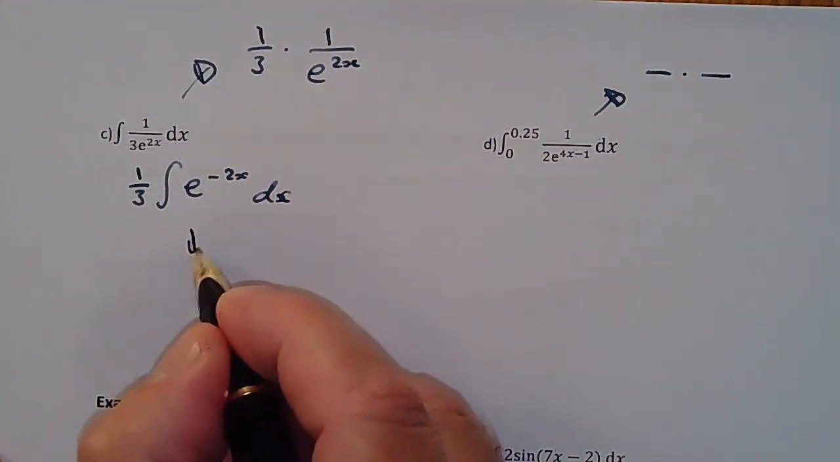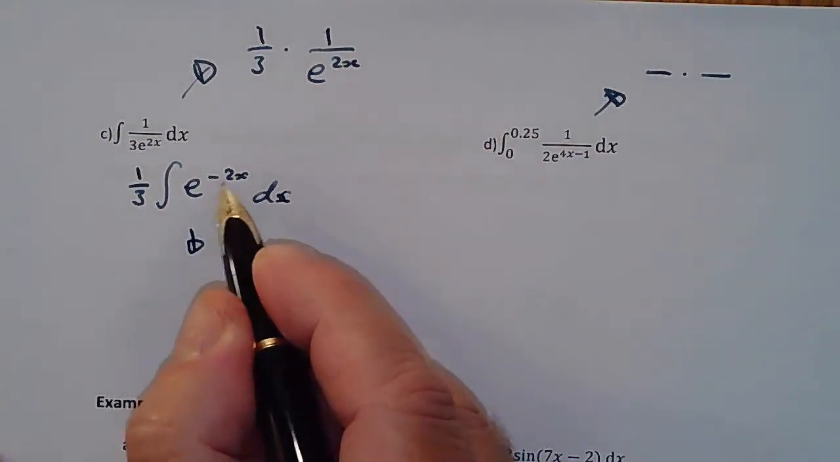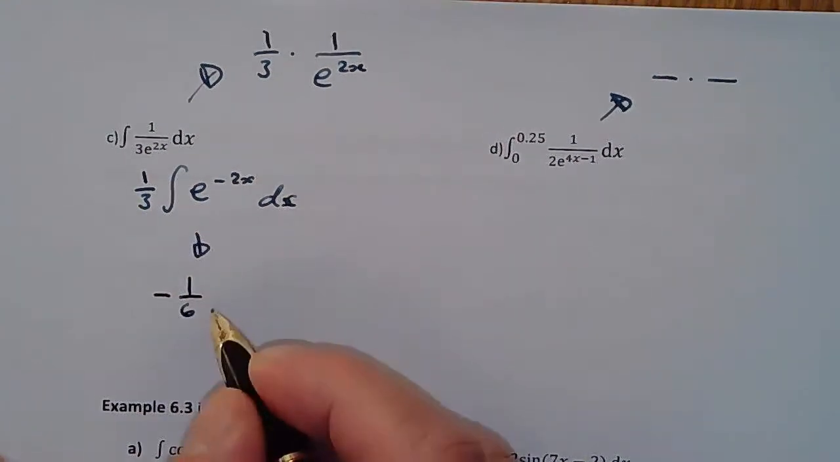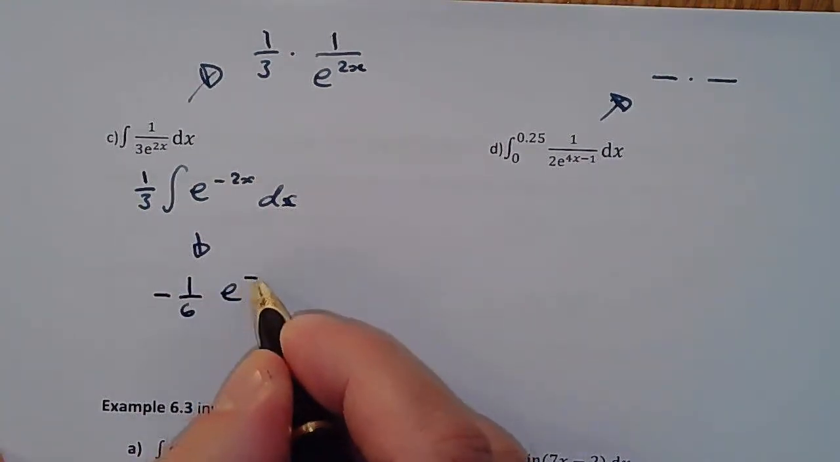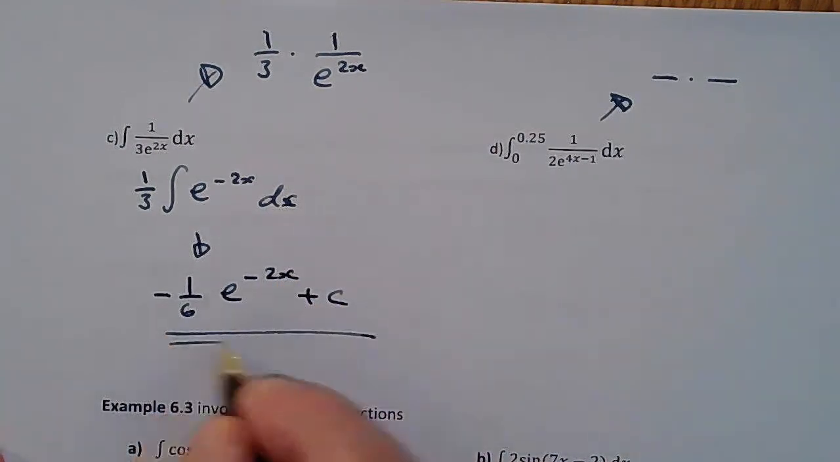Okay, so this one, using the kx rule is what I'm going to do. So I have to have the k is minus 2, so I need the reciprocal of that. Gives me a minus 1/6, e to the minus kx. Sorry, e to the kx. And I mustn't forget a plus c, so that's a straightforward one here.